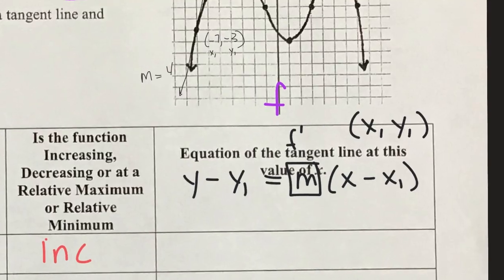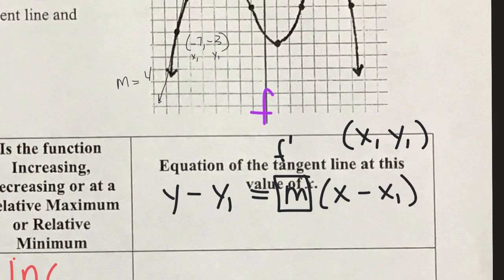So we're going to use the point slope form, and in AP Calculus you don't have to reduce this. So this is y minus, let's see, -3, that was our y value up there of our point, equals m. That was our slope. Our slope was 4, right? And then x minus, the x value is -7.